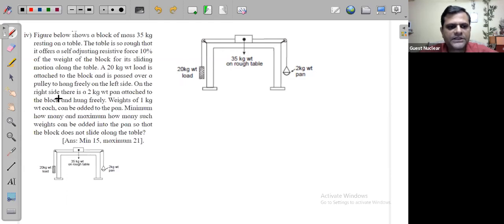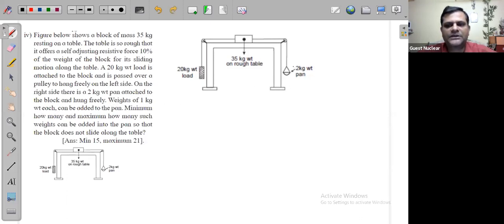Okay, on the right side there is a 2 kilogram weight pan attached to the block and freely hanging. Okay, that means at the right side, इस तरफ यहाँ पे ये 2 किलोग्राम का पैन लटक रहा है. Okay, so weights of 1 kilogram each can be added to the pan. Okay, मतलब इस पैन के अंदर हम एक किलोग्राम का वेट ऐड कर सकते हैं.